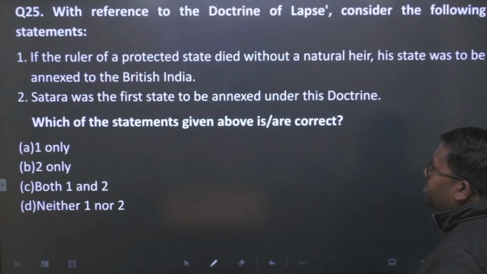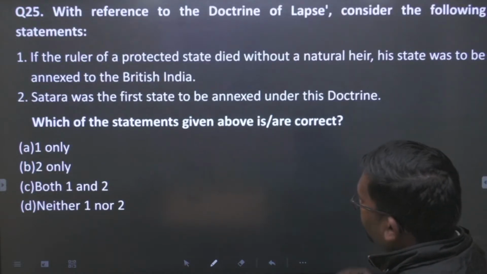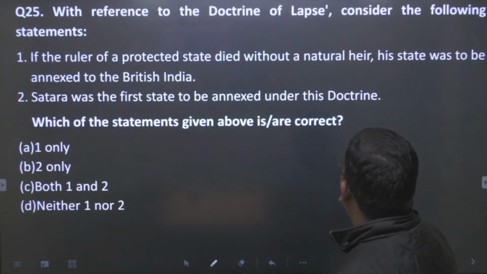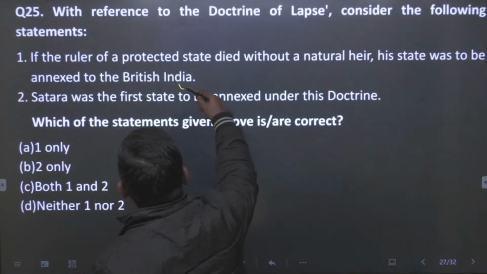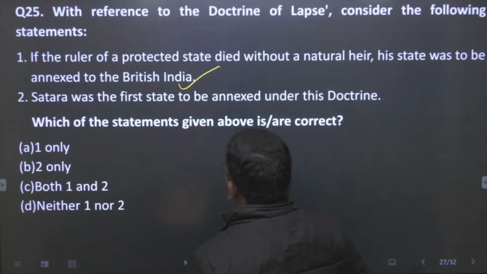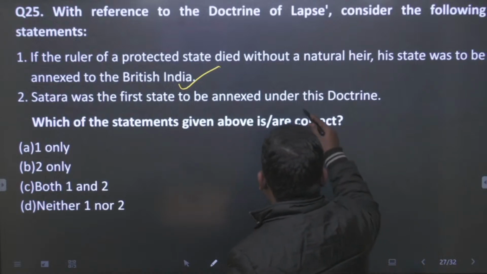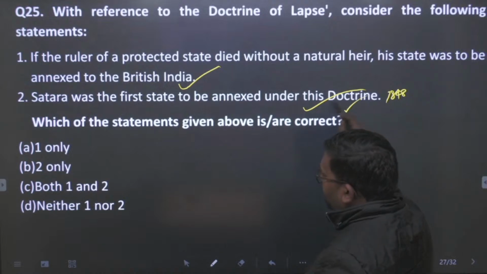The last question, let us discuss. With reference to the doctrine of lapse, consider the following statements. If the ruler of a protected state died without a natural heir, his state was to be annexed to British India. This is true. Satara was the first state to be annexed by this doctrine. So it is also true. 1848. So both the statements are true.